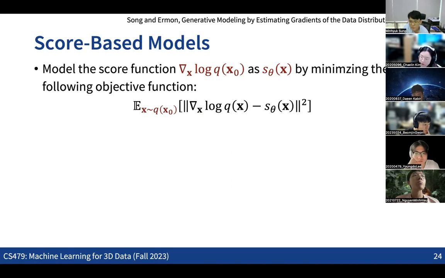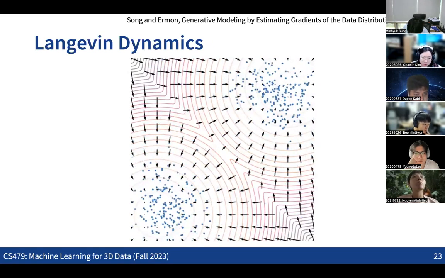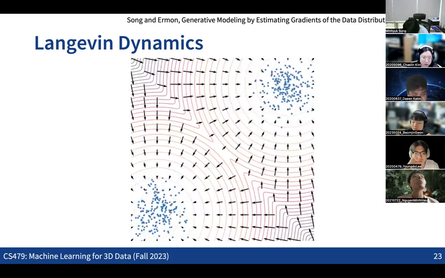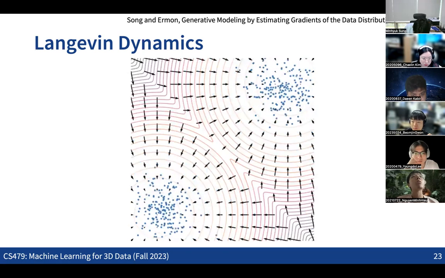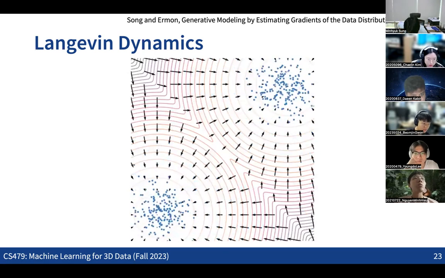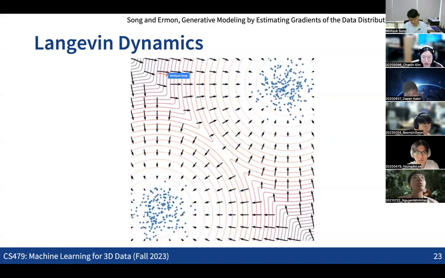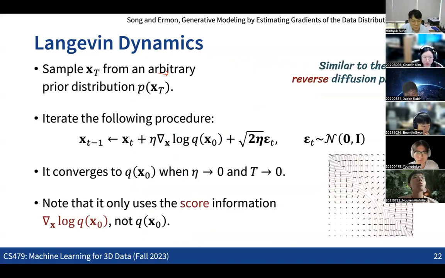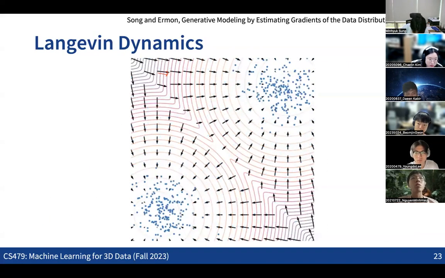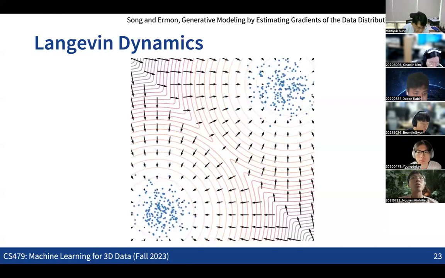Actually, if we go back to the previous slide, we are starting from arbitrary 2D points that are sampled from the uniform distribution over the entire 2D space, and then sending those points to the destination points, which become samples of the data distribution, while having this score information over the entire space, right? So the problem here is that we need to have this score information for all the places over the 2D space.